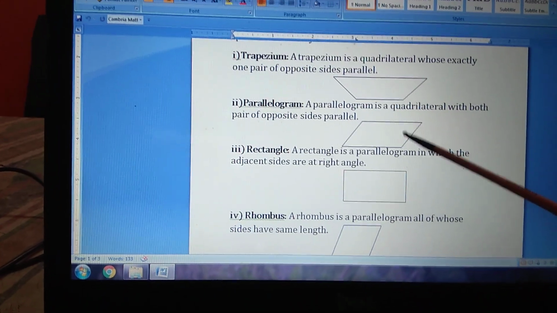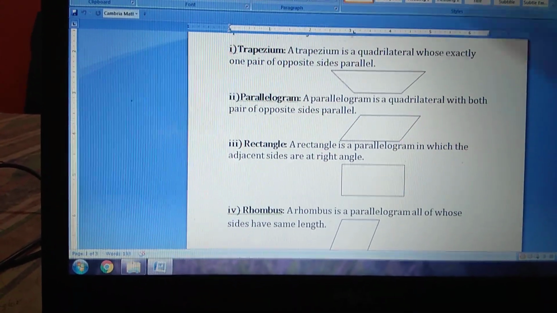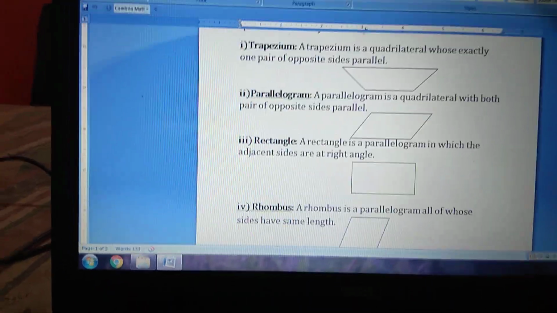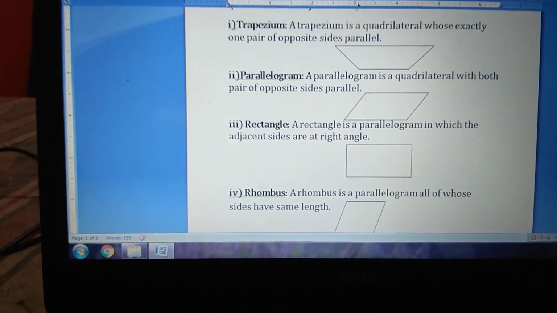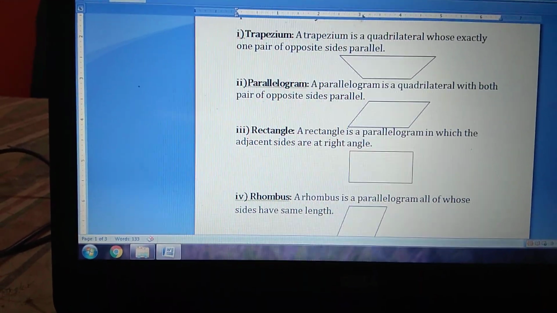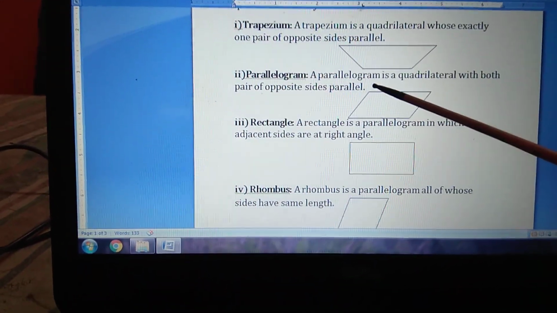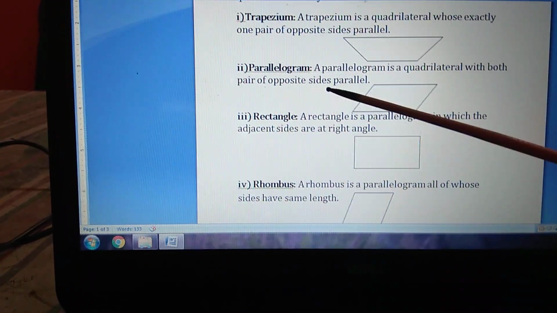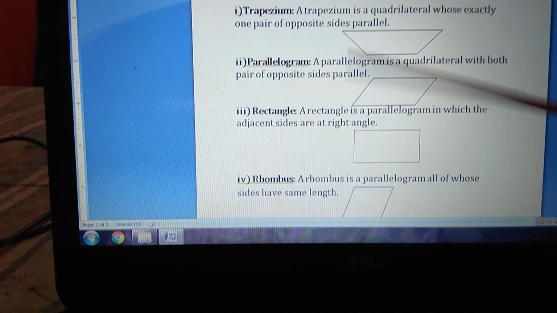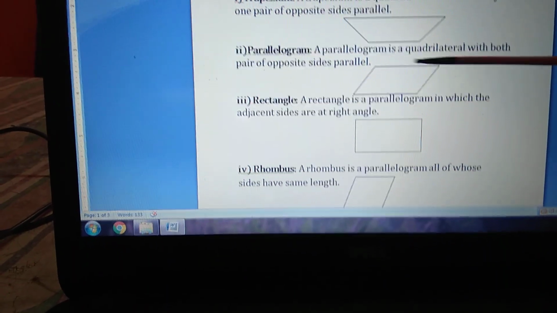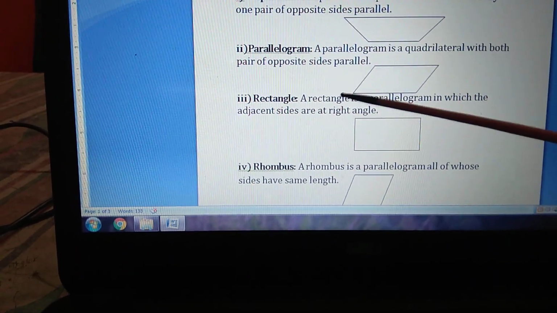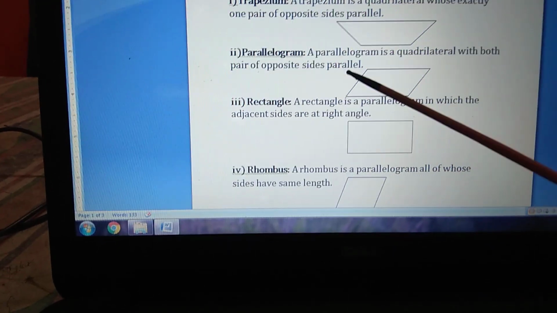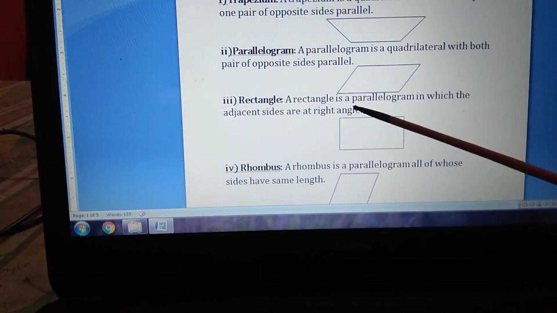Now let's go to parallelogram. Its pronunciation is parallelogram. Break the syllables and pronounce it. You can clearly pronounce it. Parallelogram is a quadrilateral with both pairs of opposite sides parallel. So here this one is parallel to this one and this one is also parallel to this one. So parallelogram is a quadrilateral with both pairs of opposite sides parallel.